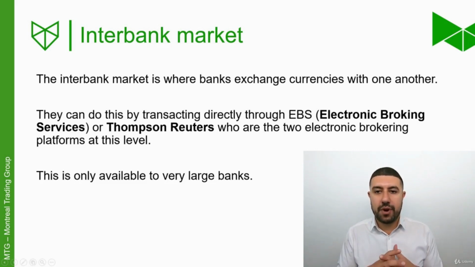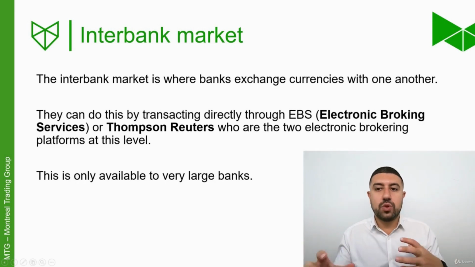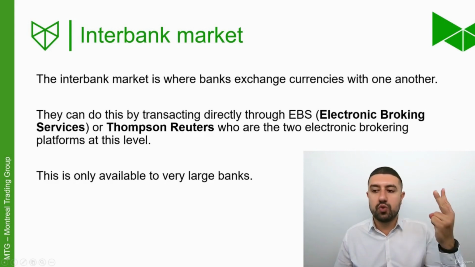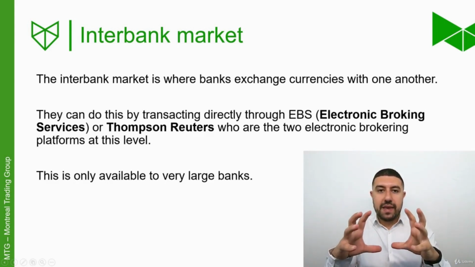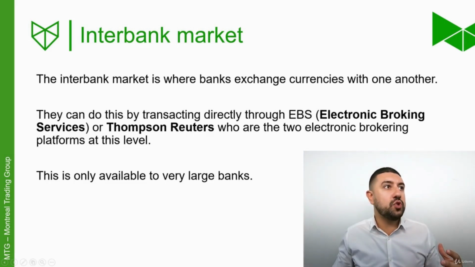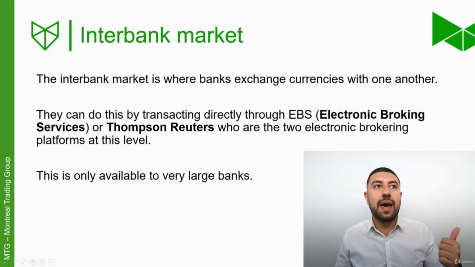You have the interbank market, and the interbank market is where the huge banks transact with one another, okay? Now, these huge banks can transact through EBS, which is the Electronic Broking Services, or Thomson Reuters. These are the two options. They basically provide an order book for all the huge banks, okay? And when I'm talking about huge banks, I'm talking about Deutsche Bank, UBS, Citigroup, Barclays Capital, RBS, Goldman Sachs, HSBC, Bank of America, JP Morgan, Credit Suisse, Morgan Stanley.